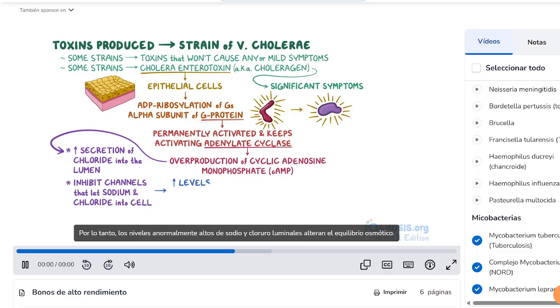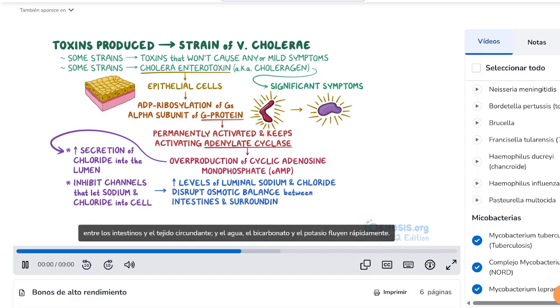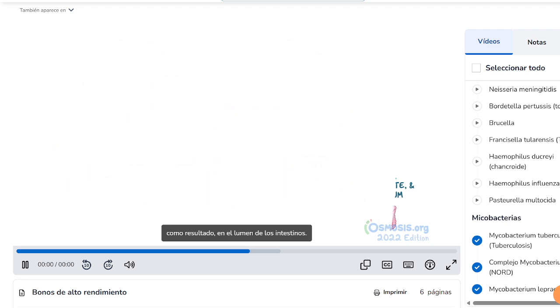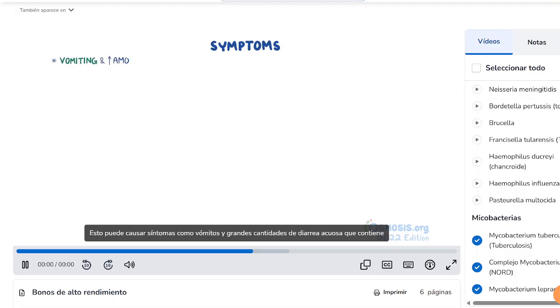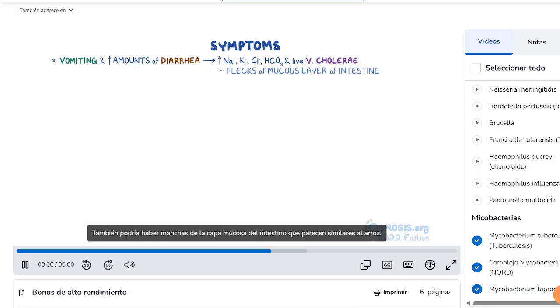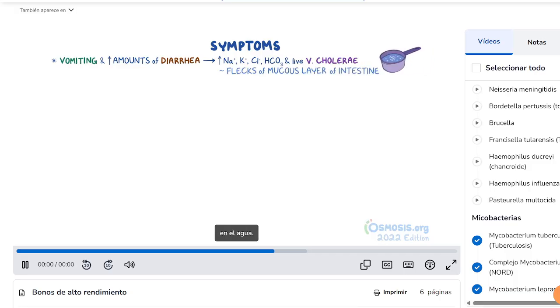So the abnormally high levels of luminal sodium and chloride disrupt the osmotic balance between the intestines and the surrounding tissue, and water, bicarbonate, and potassium rush into the lumen of the intestines as a result. All of this can cause symptoms like vomiting and voluminous amounts of watery diarrhea containing extremely high concentrations of sodium, potassium, chloride, and bicarbonate, as well as high levels of live V. cholerae ready to infect another individual. There could also be flecks of the mucus layer of the intestine, which looks similar to rice in water. Typically, there is no fever, pain, or cramping.